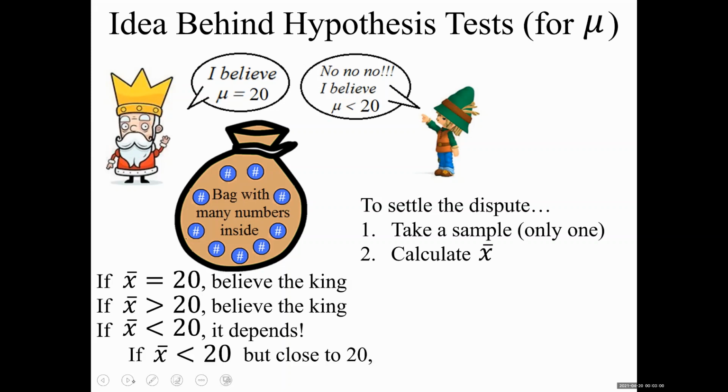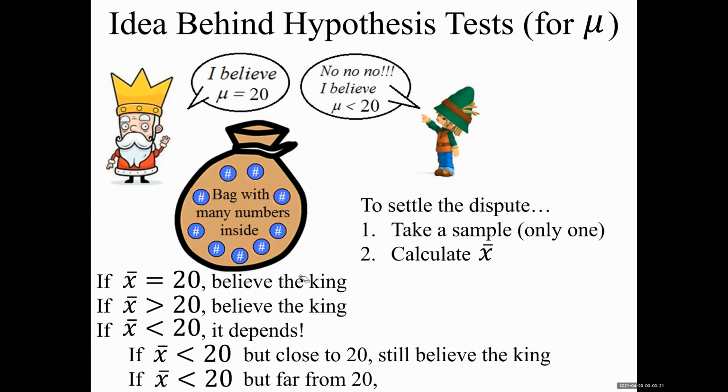The answer is it depends. If X bar is less than 20 but close to 20, because it's close to 20, we're still going to believe the king. That's not overwhelming evidence in favor of the peasant, and if we don't have overwhelming evidence in favor of the peasant, we're going to believe the king. But if X bar is less than 20 and far from 20, the less than 20 is a little bit of evidence in favor of the peasant. Far from 20 is more evidence in favor of the peasant, because if the king is right, it should be close to 20. So that's a lot of evidence in favor of the peasant. That's the situation where we believe the peasant.